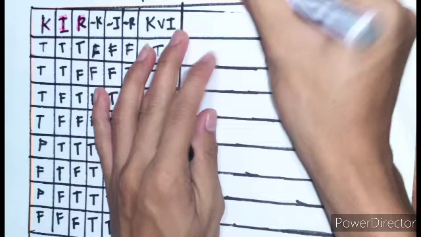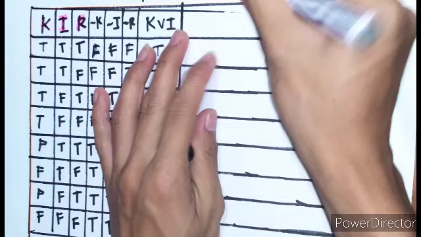So the next column is negation K and I implies negation R. The next one is implies, the conditional. So false false is true, false true is true, false false is true, false true is true. But if it is true false, it is a false statement, with a false value. True true is true.